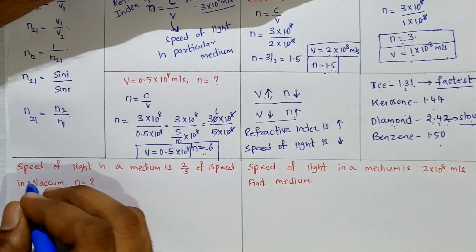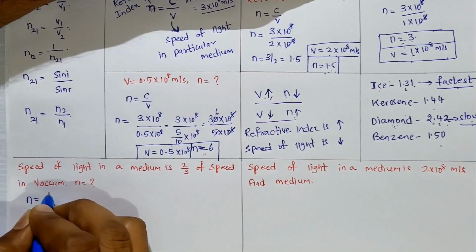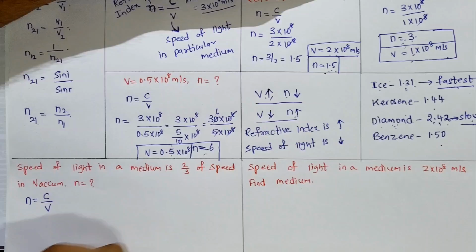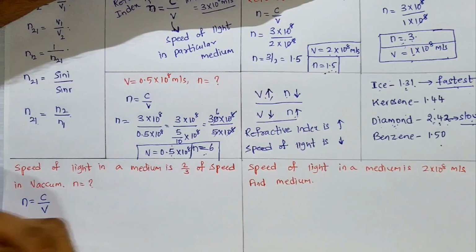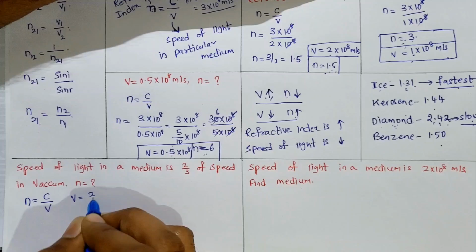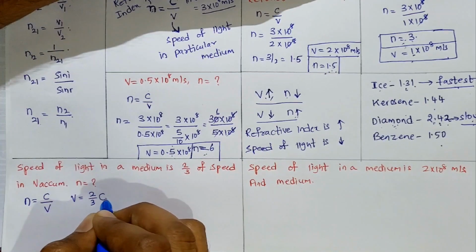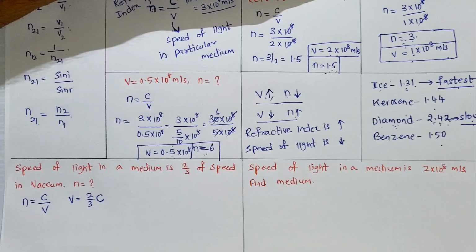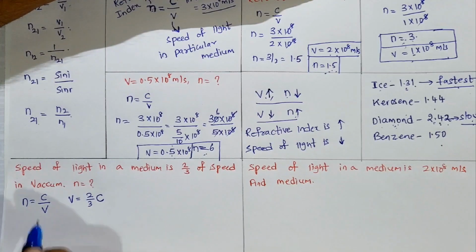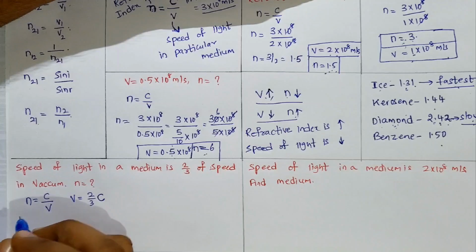We have to find the refractive index. What is the refractive index formula? n is equal to c divided by v. What did they tell us? The speed of light in a medium is 2/3 of the speed of light in vacuum. The speed of light in vacuum is c. So in place of v, you write 2 by 3 into c.